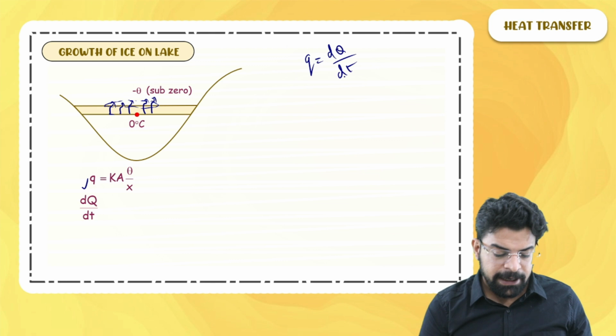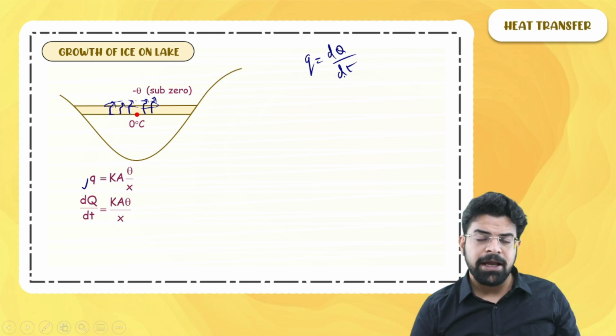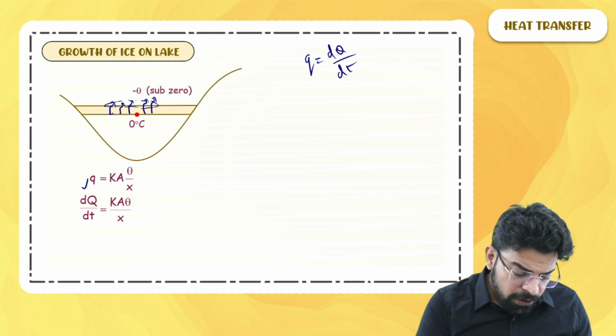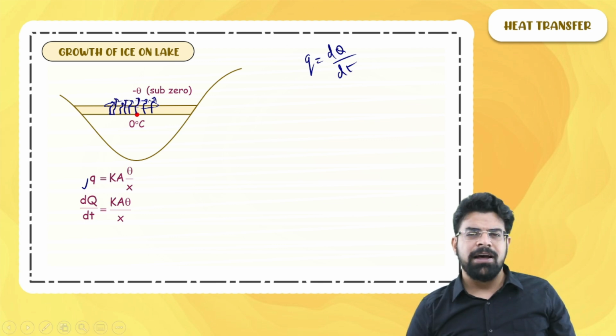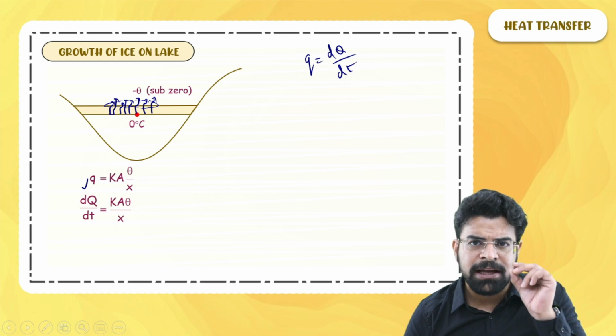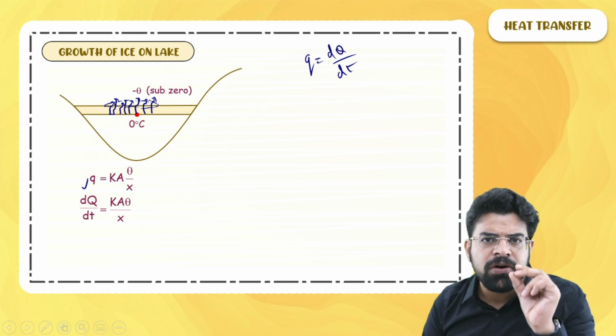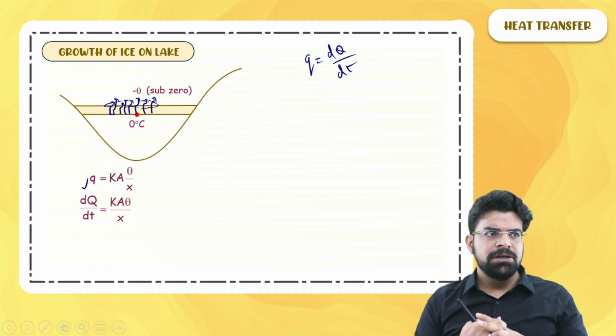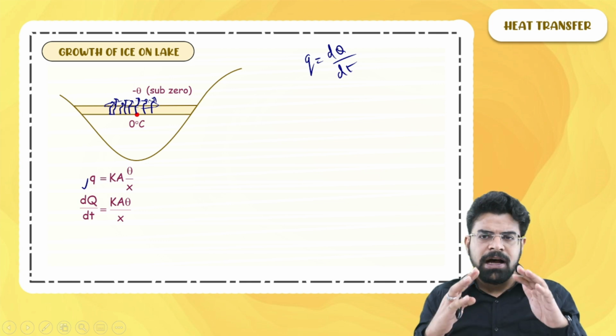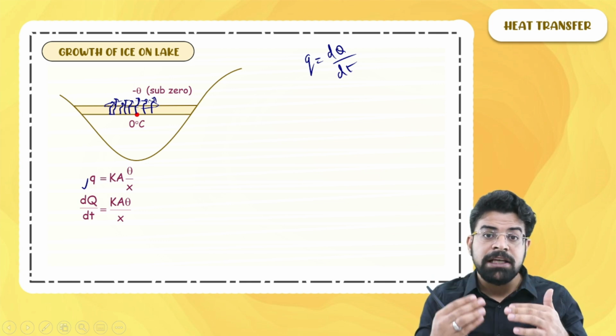So dq by dt equals Kaθ by x. Now because of the heat moving out of the ice-water interface, what will happen? Sir, if heat goes out of the ice-water interface, more ice will be formed.